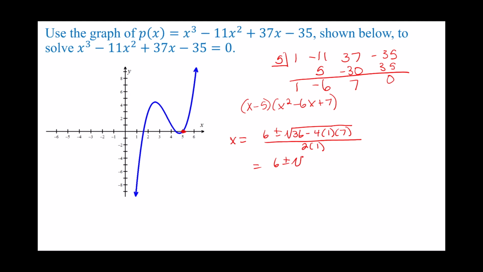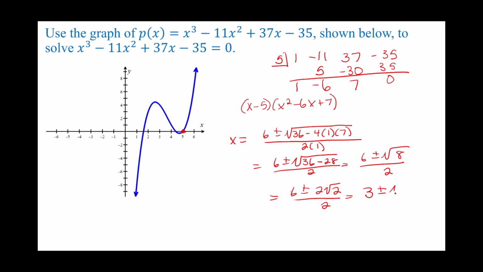So 6 plus or minus the square root of 36 minus 4 times 7 is 28 over 2, which is 6 plus or minus the square root of 36 minus 28 would be 8 over 2. And I can simplify that a little bit further. I have 6 plus or minus 2 square root of 2 over 2, and dividing everything by 2, I get 3 plus or minus square root of 2. So my solutions to this equation are 5, 3 plus square root of 2, and 3 minus square root of 2. And I knew that by looking at the graph and finding one of my zeros is 5.